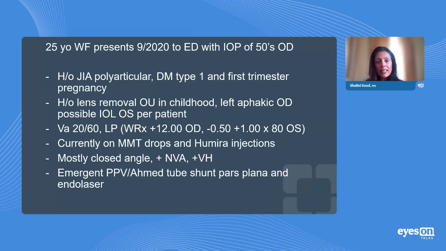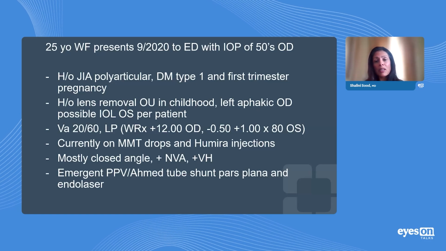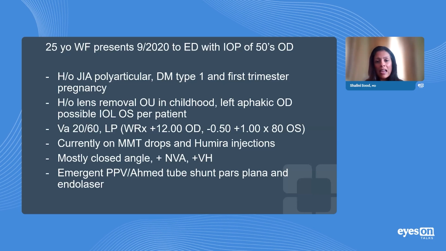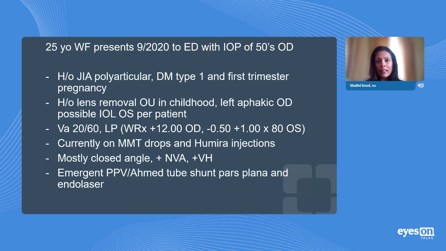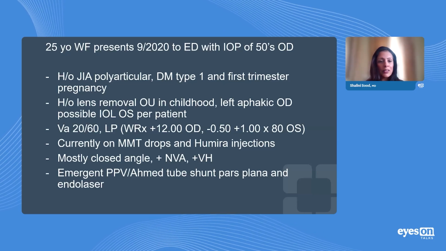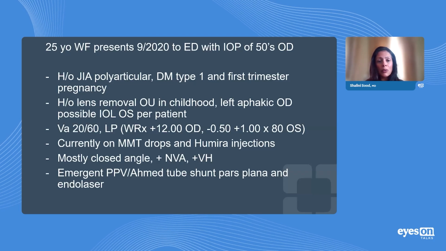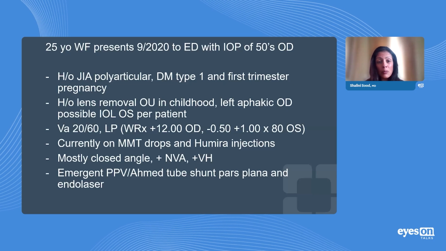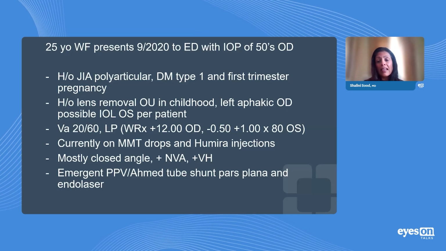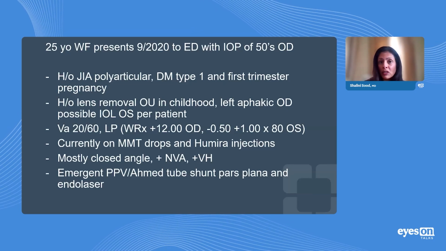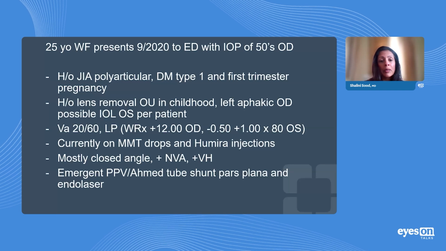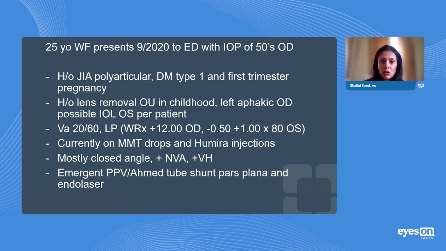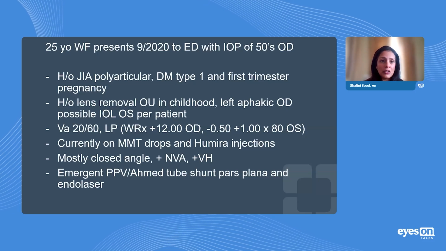Her vision was 20/60 OD and light perception in the left eye, and the wearing refraction was consistent with that aphakic correction in the right eye and likely IOL placement in the left eye. She currently was on maximal medical therapy with drops and Humira injections. On exam, she had a mostly closed angle with NVA and a vitreous hemorrhage. So we emergently had to take her to the operating room to perform pars plana vitrectomy and an AMA tube shunt that we placed in the posterior chamber through the pars plana, and endolaser.